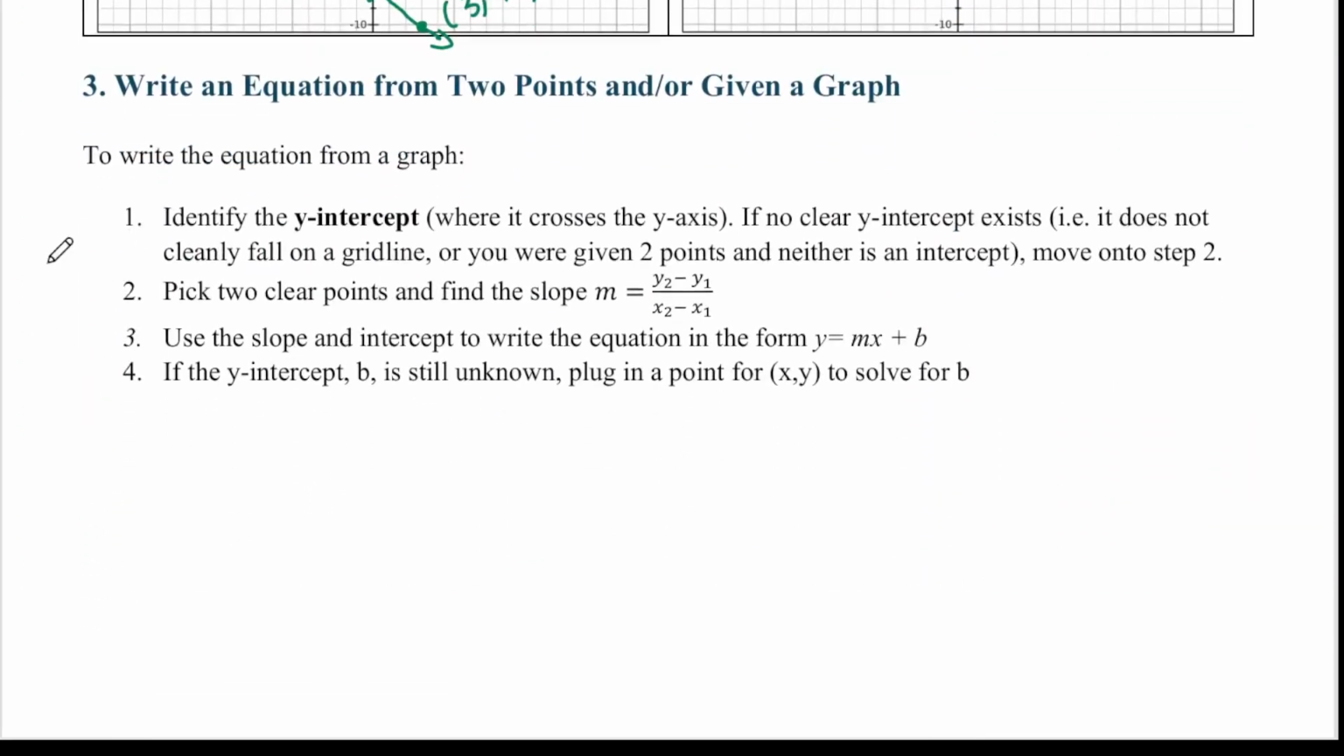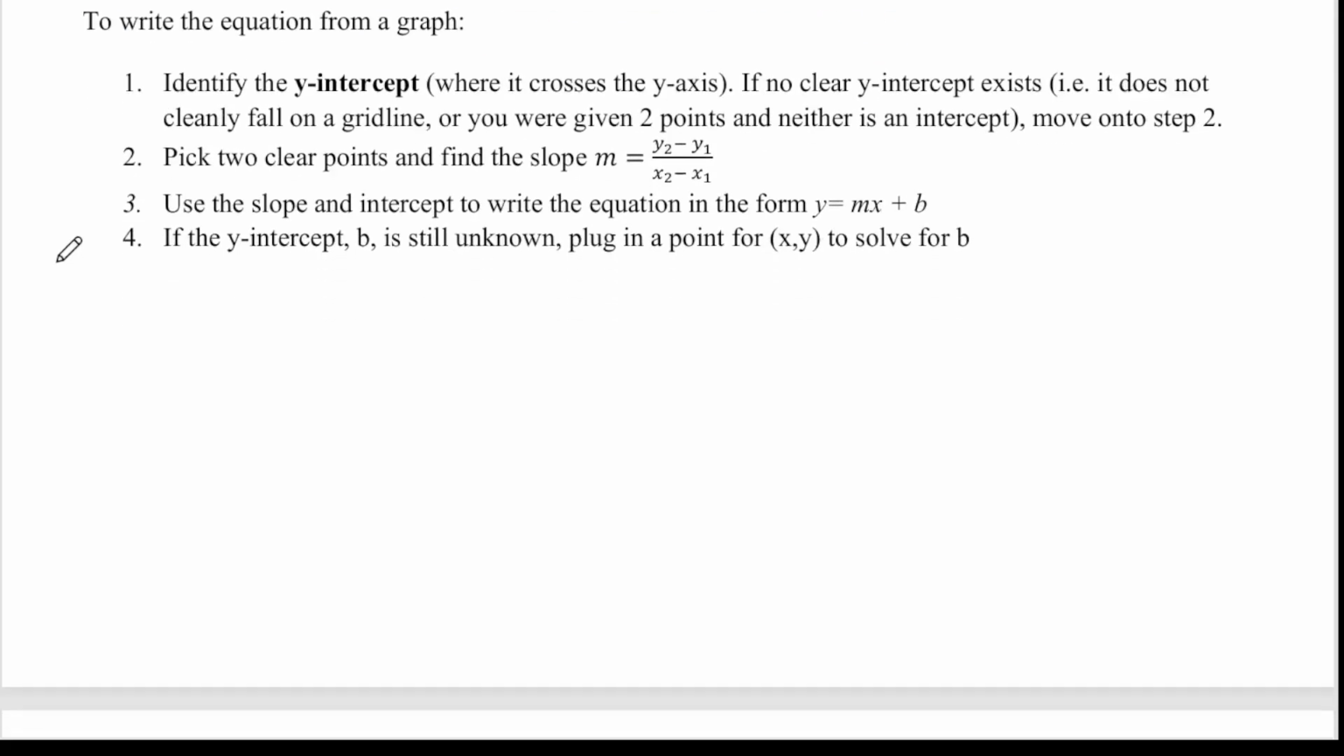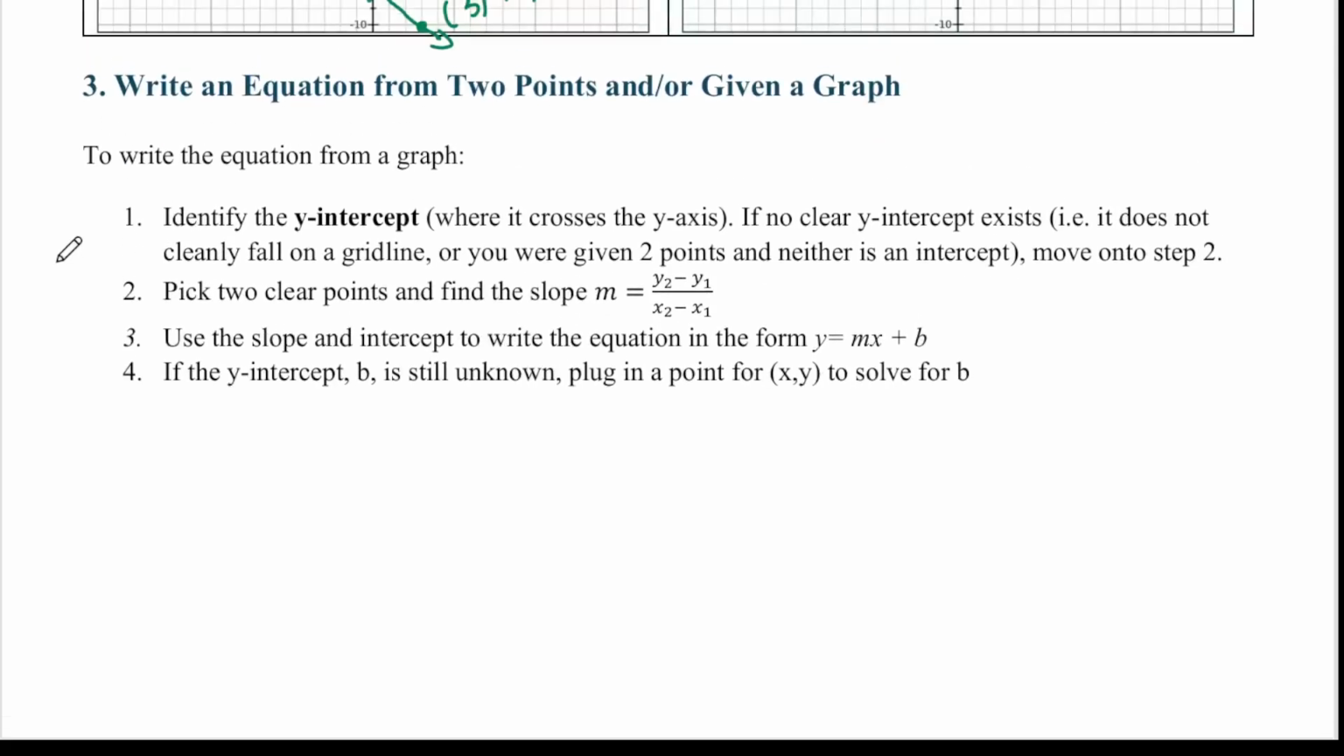You can also use this information to write the equation given a graph. So we just went over several examples of how you would plot a line given the equation. Now we want to maybe work the other way around. So you want to identify the y-intercept, and hopefully that's clear. In that case, you can just plug directly into y = mx + b. If that's not clear, you might have to solve for b later. But at minimum, what you can find is 2 clear points to plug in for your slope, and then use the slope and intercept to write the equation, and then maybe solve for b.